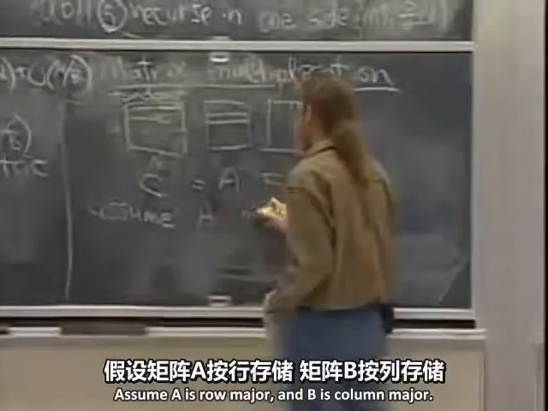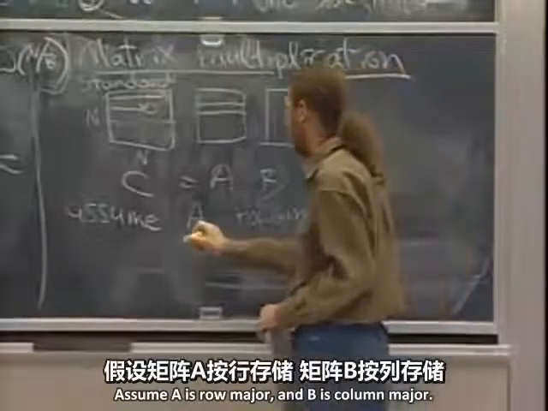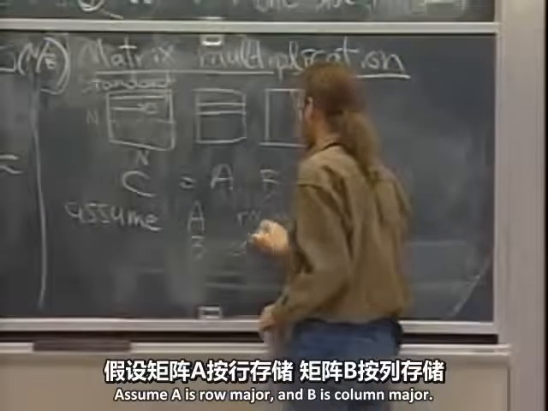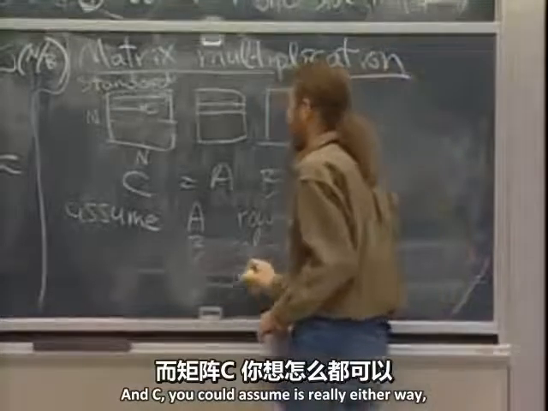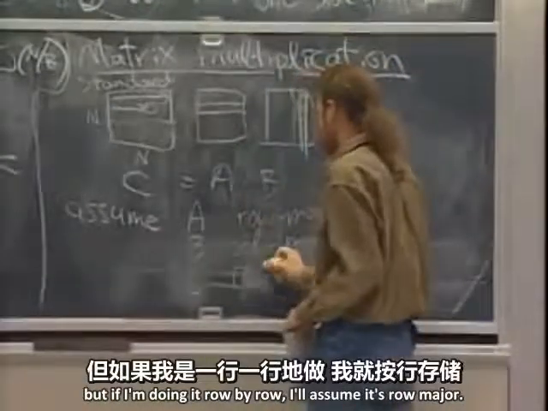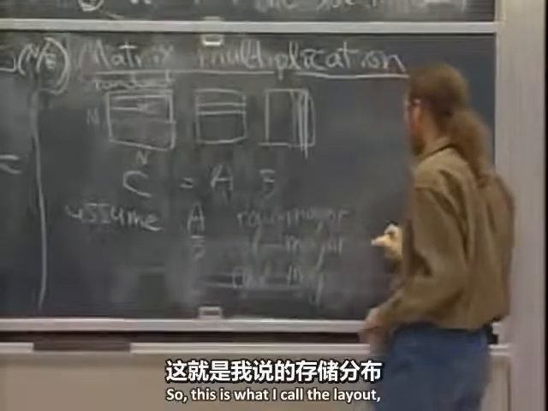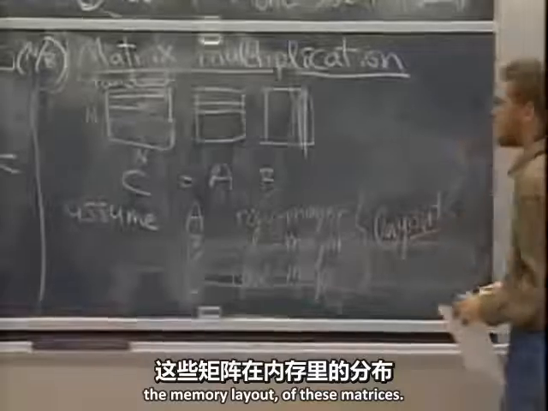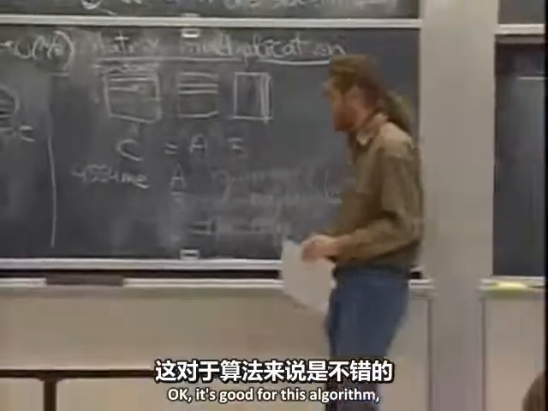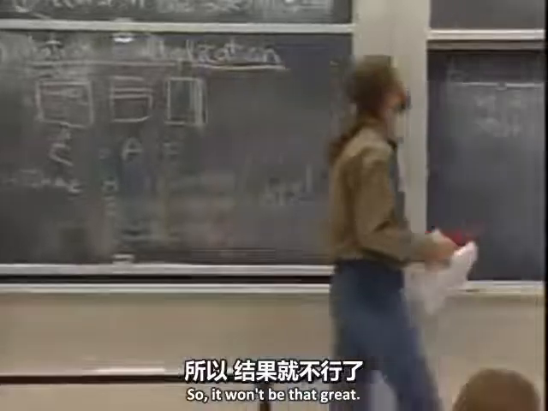Assume A is row major, and B is column major. And C, you could assume, is really either way. But if I'm doing it row by row, I'll assume it's row major. So this is what I call the memory layout of these matrices. Okay, it's good for this algorithm, but the algorithm is not good. So it won't be that great.